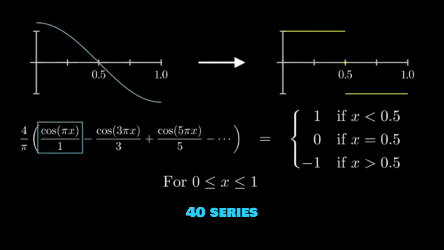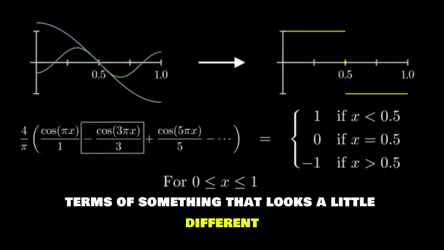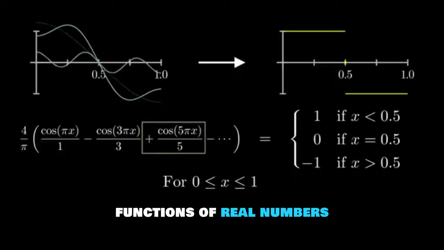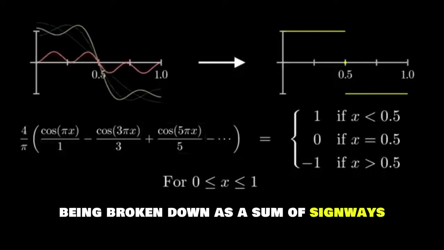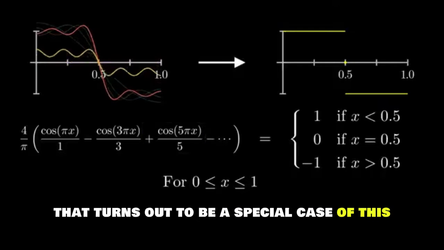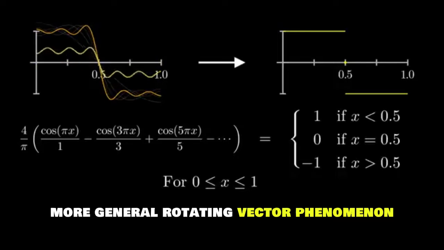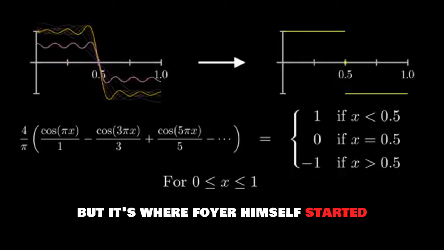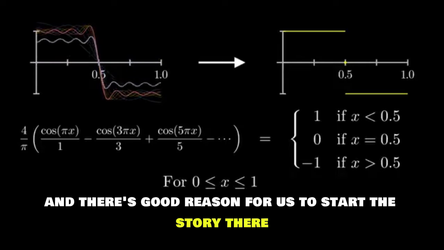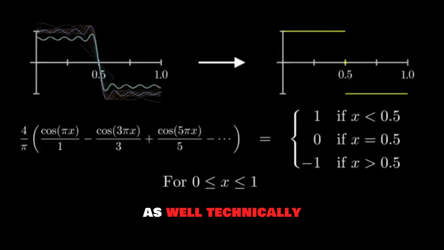Now often, Fourier series are described in terms of something that looks a little different, functions of real numbers being broken down as a sum of sine waves. That turns out to be a special case of this more general rotating vector phenomenon that we'll build up to, but it's where Fourier himself started, and there's good reason for us to start the story there as well.